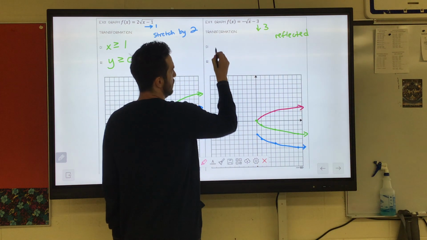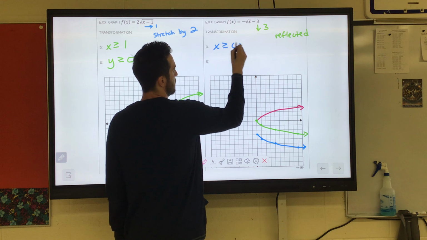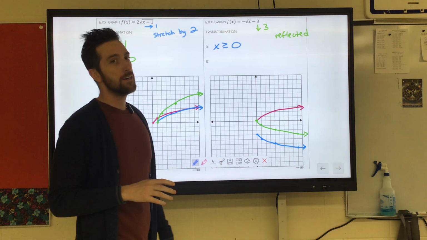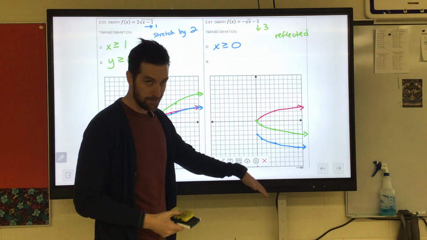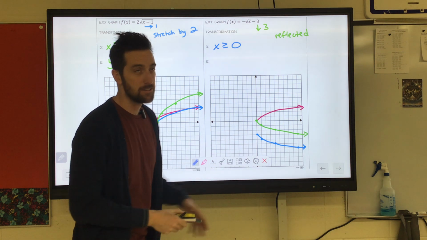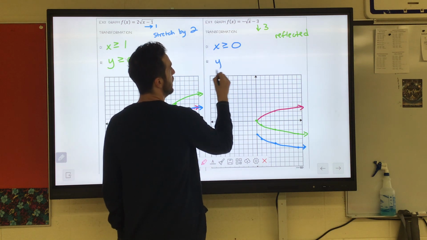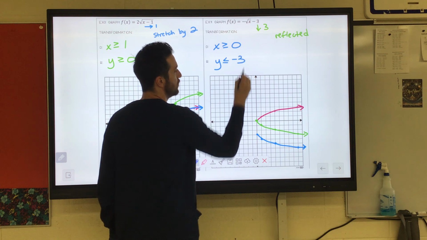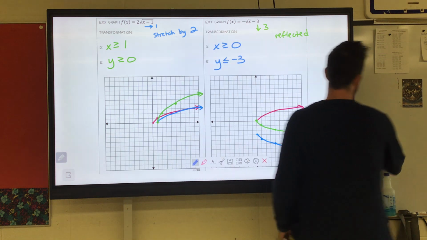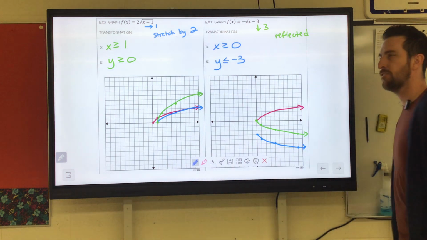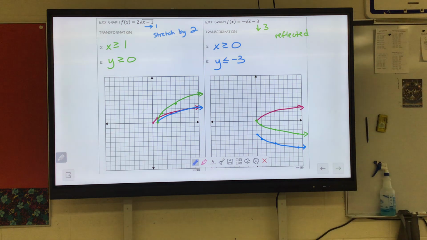The furthest left it goes is 0. So this is our first one where the y is different because the highest this goes is negative 3. Everything else is less than that. So we'll say y is less than or equal to negative 3. And we're done graphing the radicals.